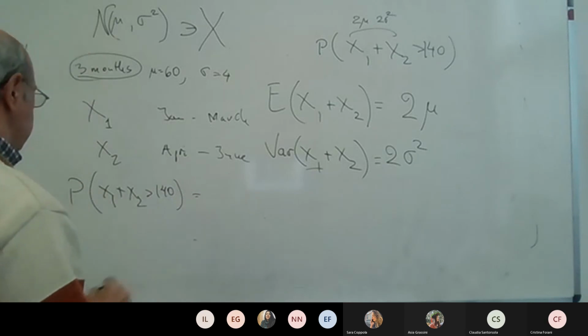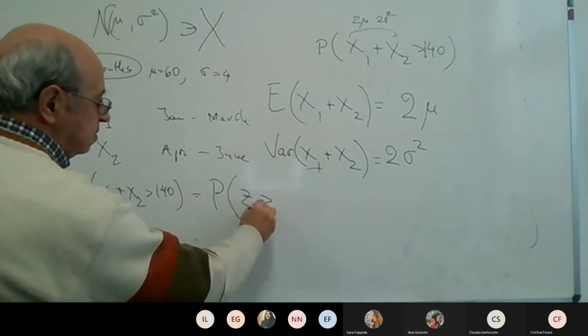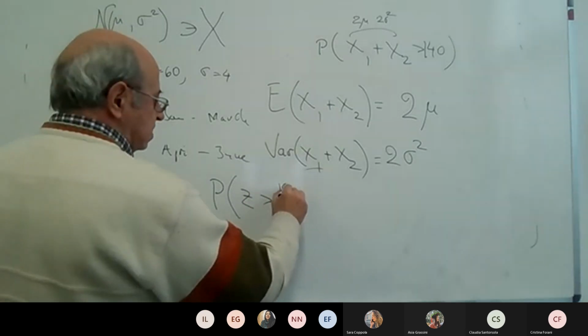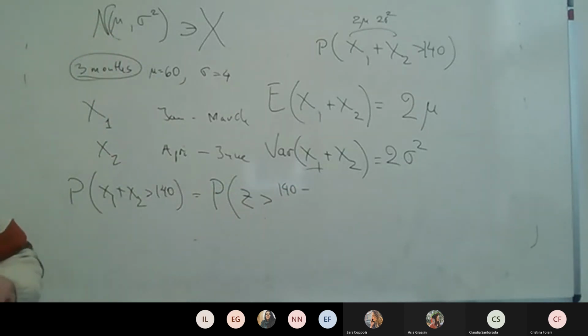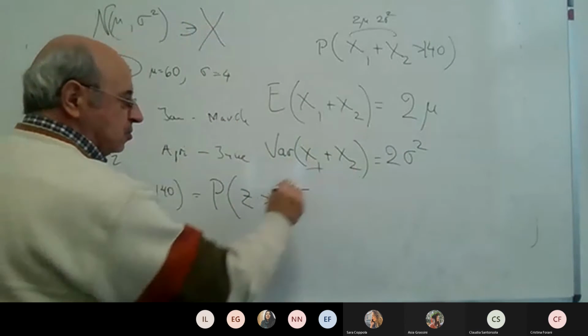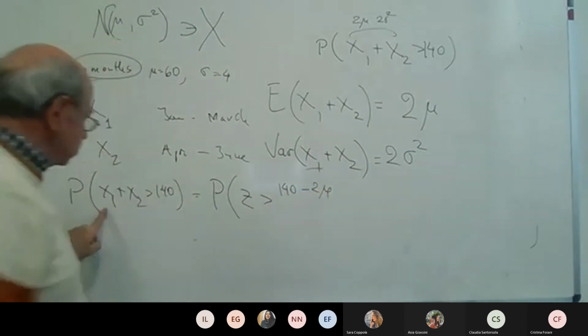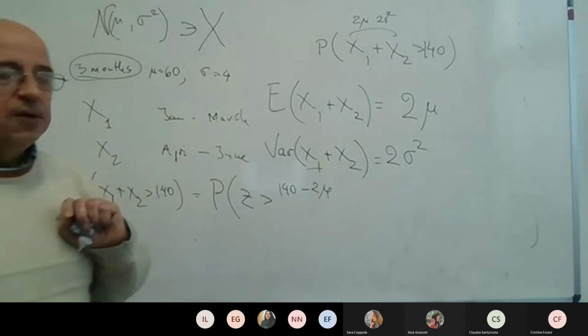This is the probability of zeta to be bigger than 140 minus, what I have to write here, minus mu. Not mu, 2 mu, because x1 plus x2 has parameter 2 mu.